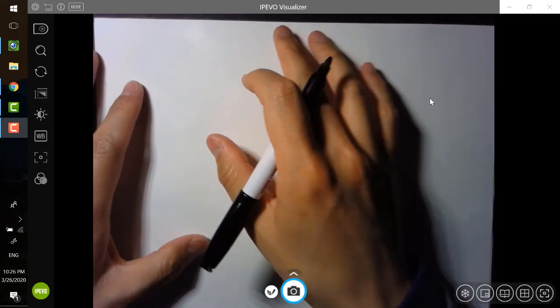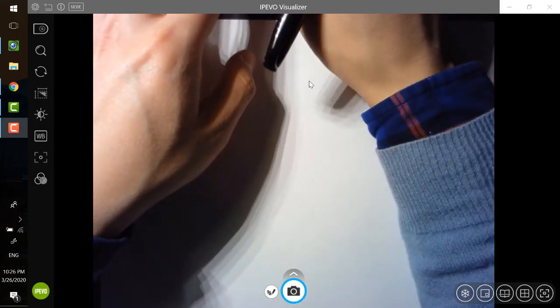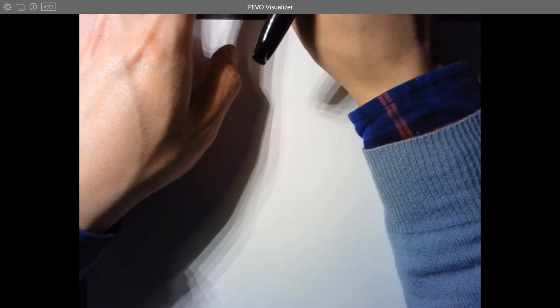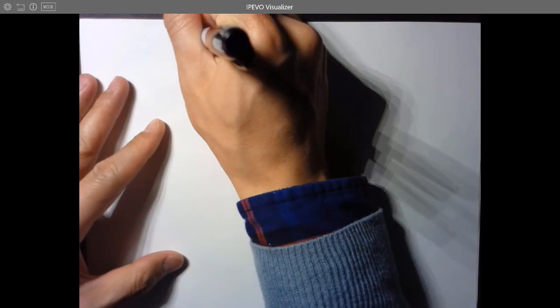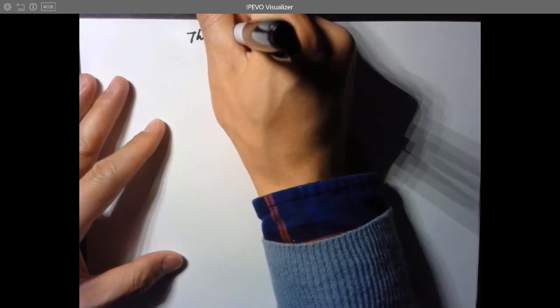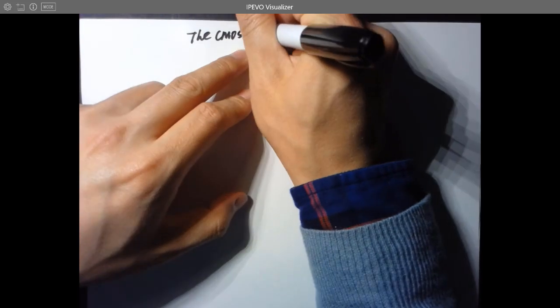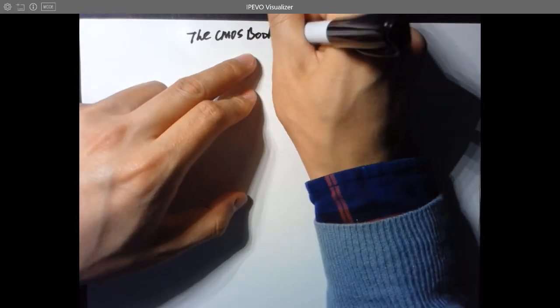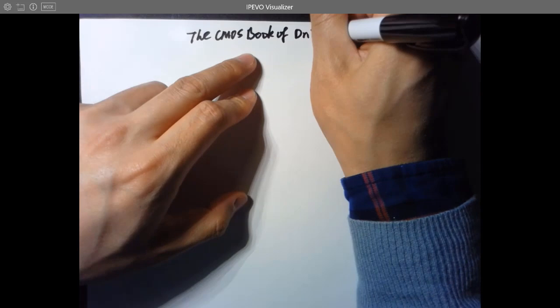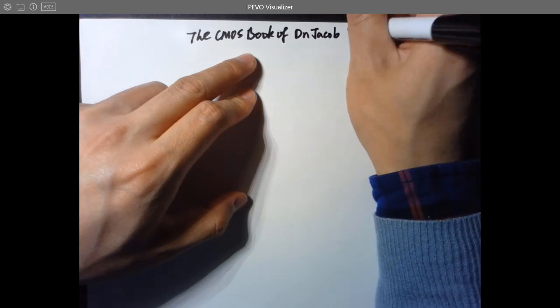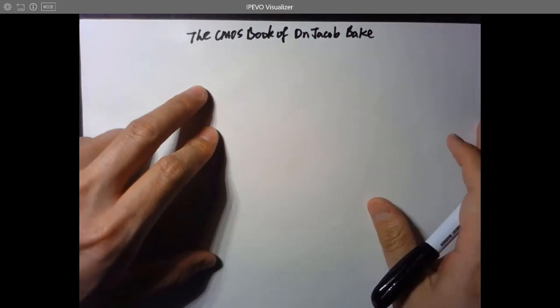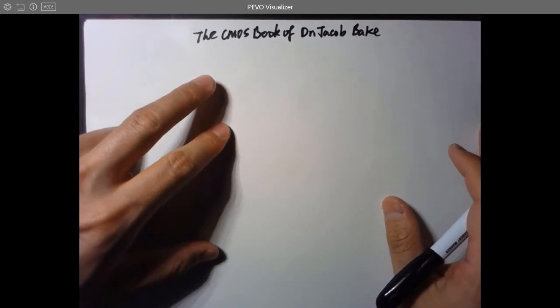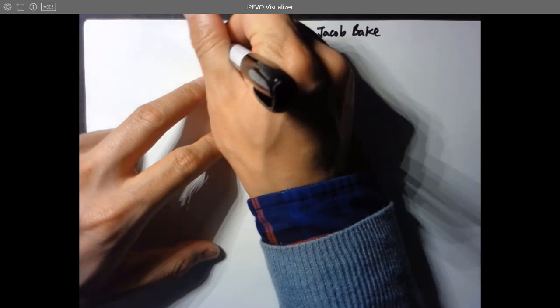Hi, in this lecture, we're going to deal with the differential pair, which is a very important example covered in the CMOS book from Dr. Jacob Baker in chapter 9. You can find all these equations and derivations in chapter 9 of the book.